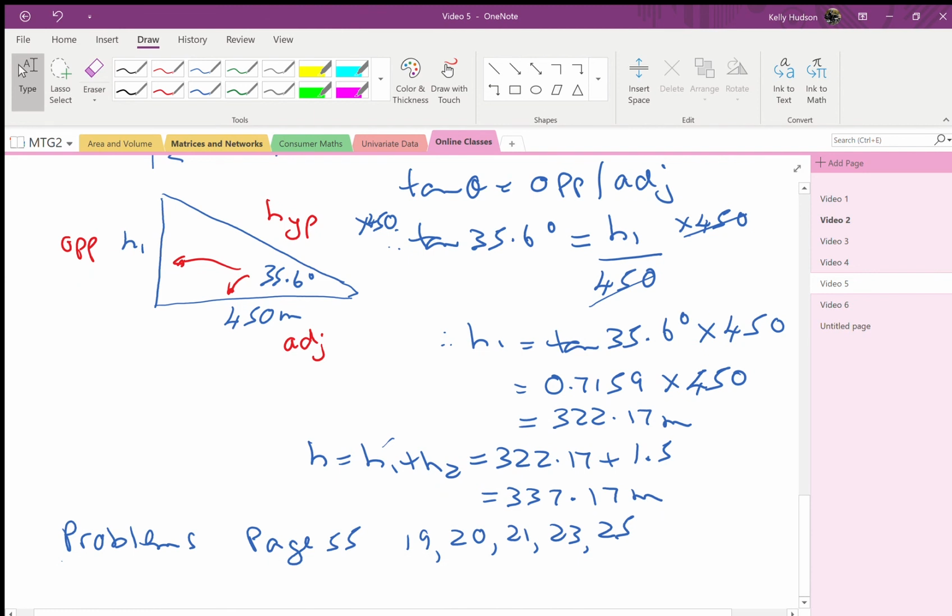Alright, so could you have a go on page 55? There's some questions there. There's 19, 20, 21, 23 and 25. If you could draw the diagram down first, have a think about the sides that you know, have a think about the side you don't know, think about the angle of elevation and equaling the angle of depression, and then work out which one of the trig ratios you're going to put the values in to solve the problem. Thank you.